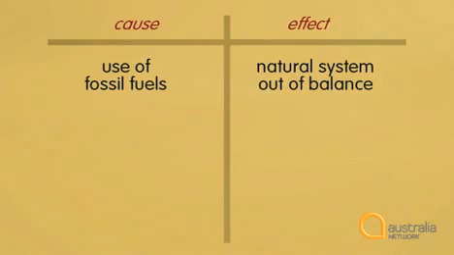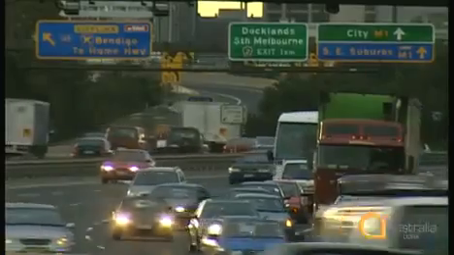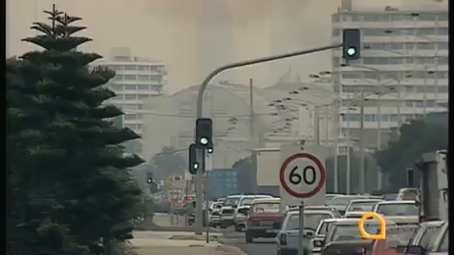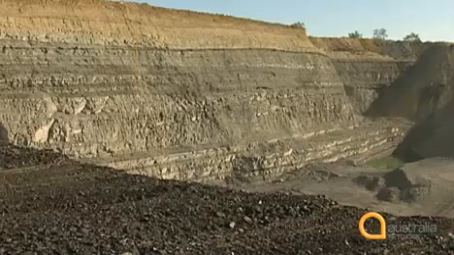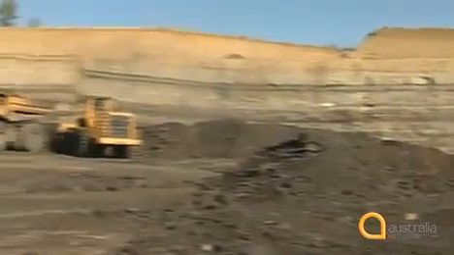Listen again. The main problem is our use of fossil fuels. So what we've done is put the whole natural system out of balance by digging up coal and oil that took about 200 million years to accumulate, and we're releasing it all in about 100 years.